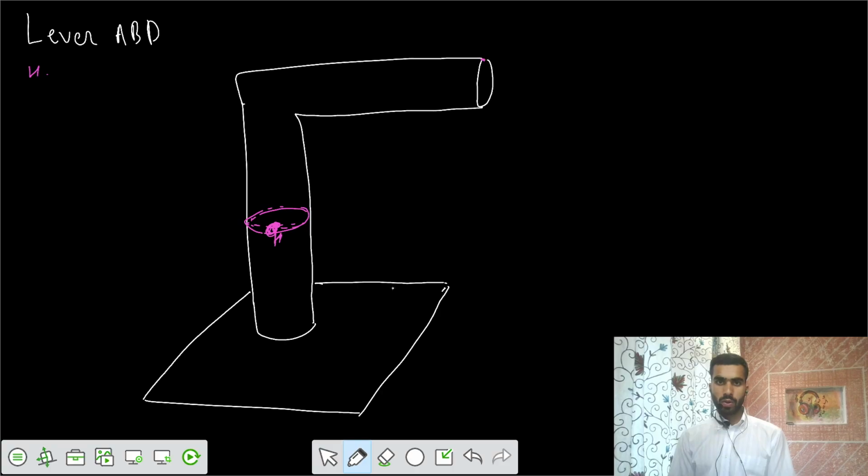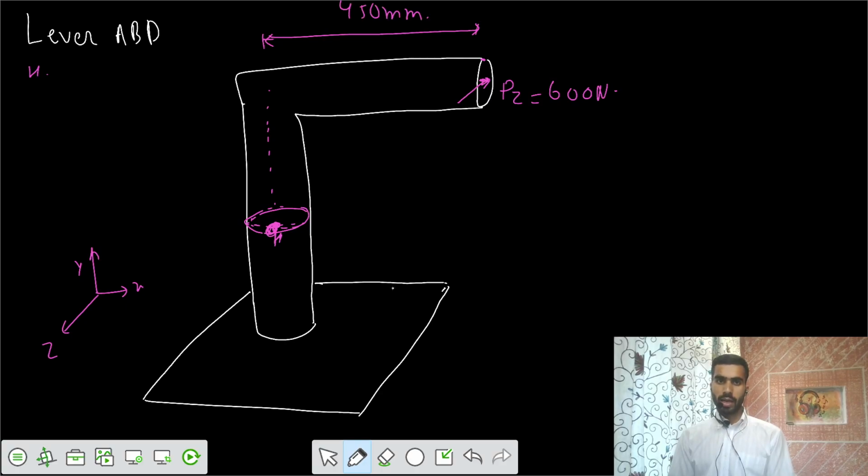So you're applying a load. I would say this is Z, this is X, this is Y. You are applying a load in the Z direction, a load of PZ in the Z direction. PZ equals 600 Newton. And the distance here is equal to 450 millimeter. And vertically, the distance here is 250 millimeter. This distance equals 250 millimeter. And I would say the diameter of the shaft is 30 millimeter.